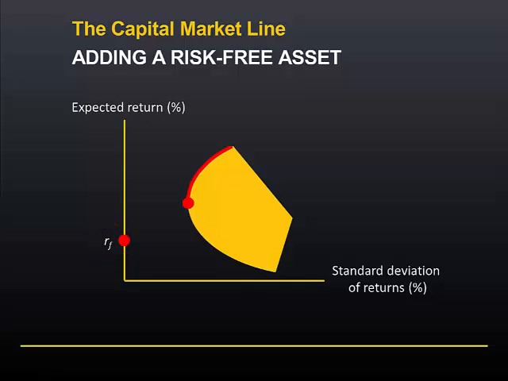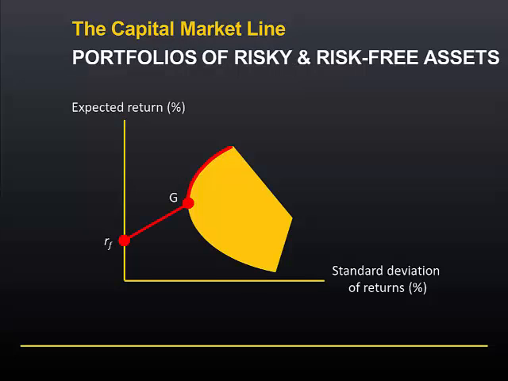The addition of a risk-free asset opens up new feasible portfolios. We can now combine the risk-free asset with risky investments on the efficient frontier. For example, this line shows all portfolios that are a combination of the risk-free asset and portfolio G. Where a specific portfolio lies on this line just depends on how much has been invested in the risk-free asset and how much has been invested in G.